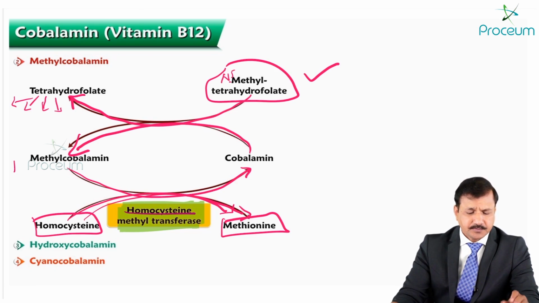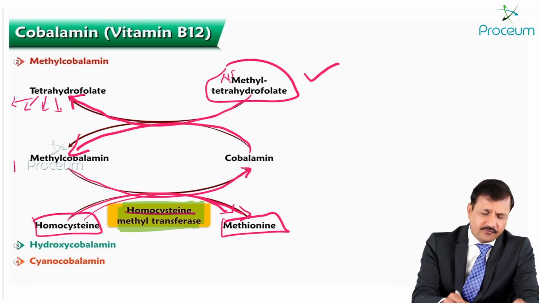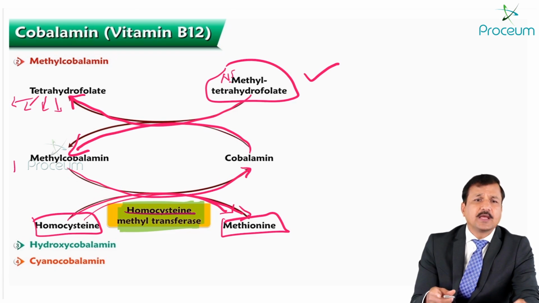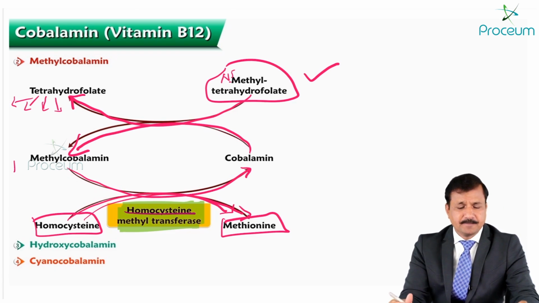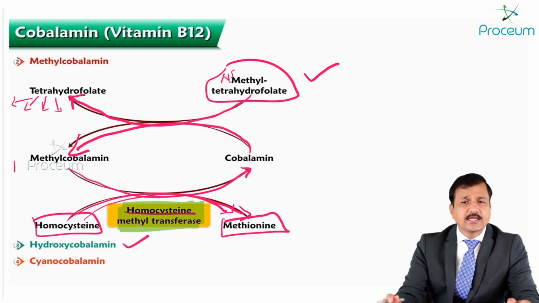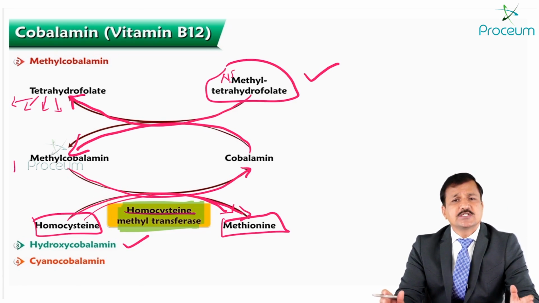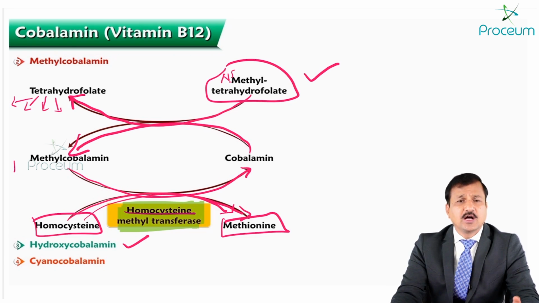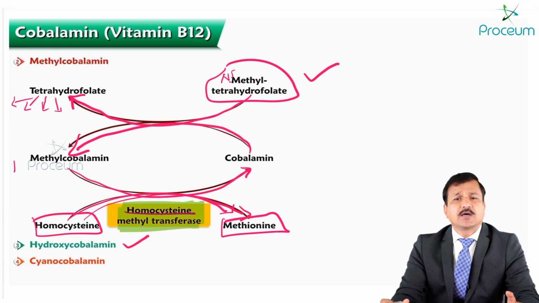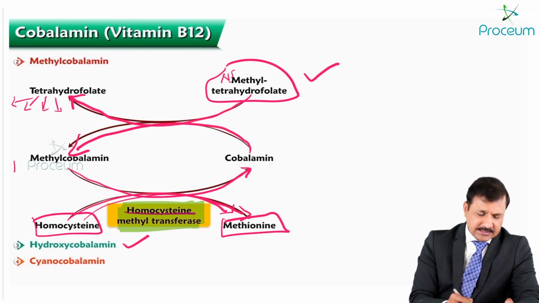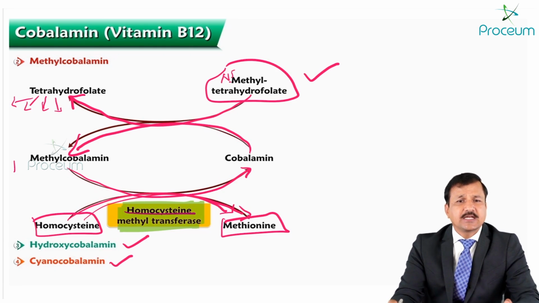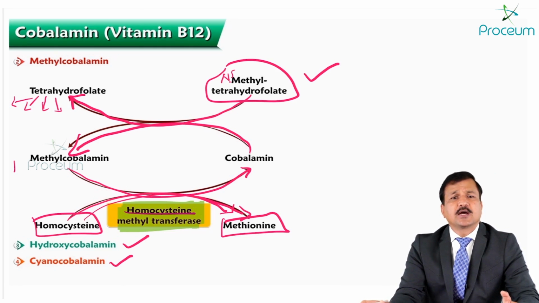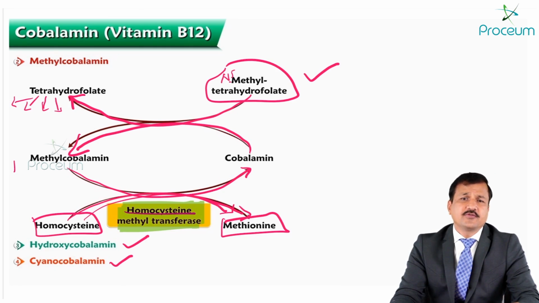Now, the third type of cobalamin that we have here is hydroxycobalamin. Hydroxycobalamin is a natural form of cobalamin which is synthesized by the bacterial flora, and this type of cobalamin can be converted to various other forms of cobalamin. The fourth type of cobalamin that we know is cyanocobalamin, and this is an artificial form of cobalamin which can again be converted into any other forms of cobalamin.